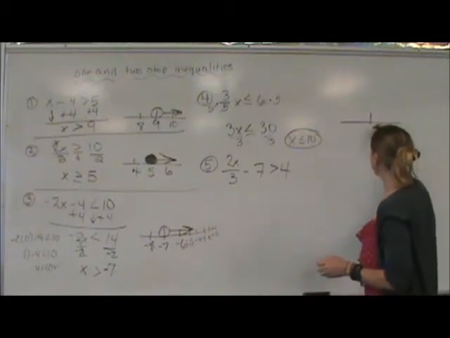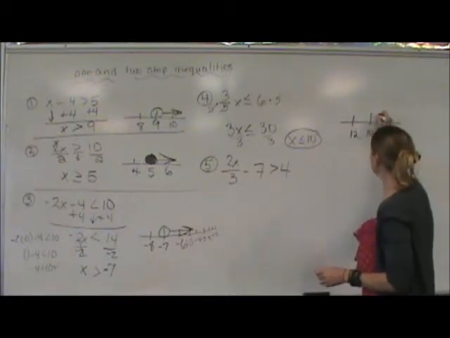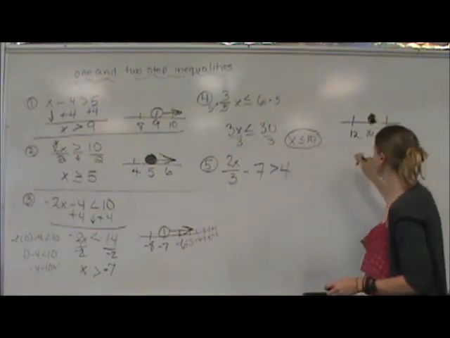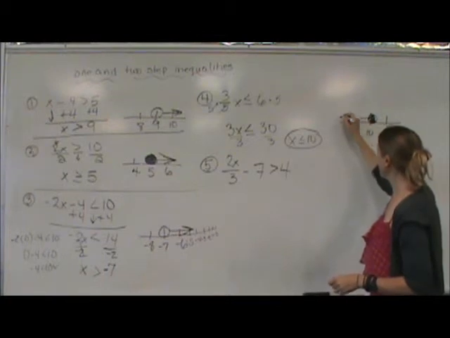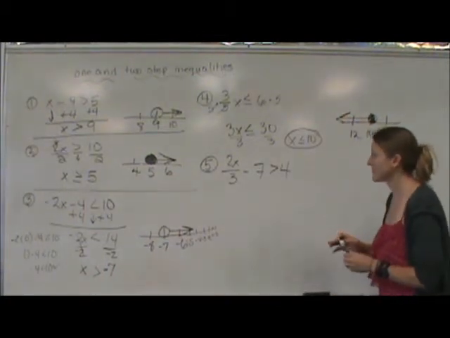So I make my number line. 10, 11, 12. It's going to be a closed circle because I have an equal to sign. And then I'm going to point it to the left because it's less than. Less than, both have L's.